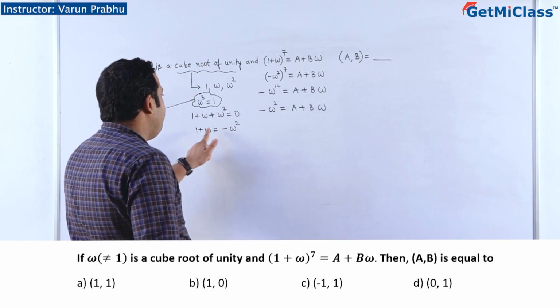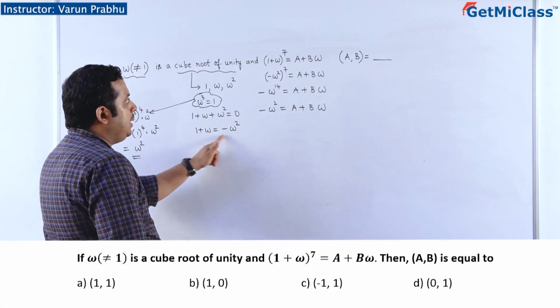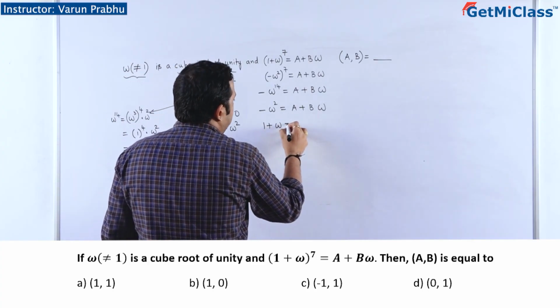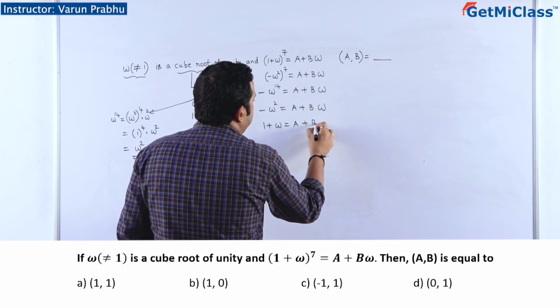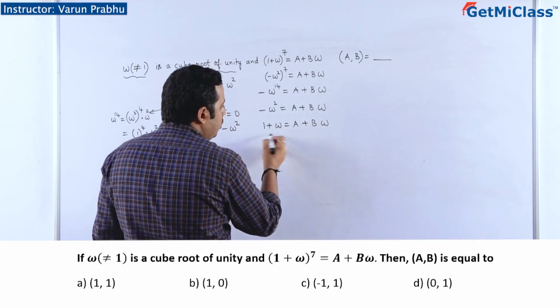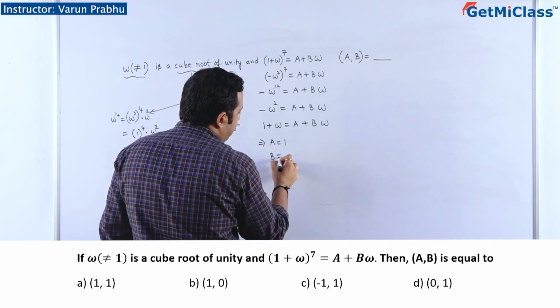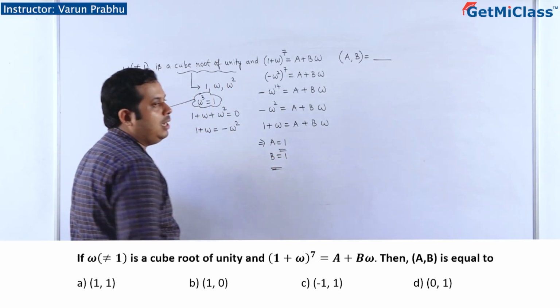Now what is the meaning of minus omega square? Minus omega square is nothing but 1 plus omega, right? Minus omega square is 1 plus omega, that is equal to a plus b omega. Now if you compare on both sides, this implies to me that a value should be equal to 1 and b value should be equal to 1. This will be the answer to the question.